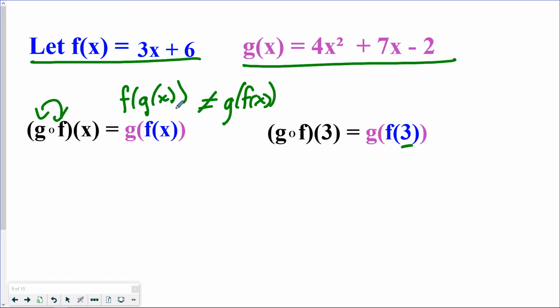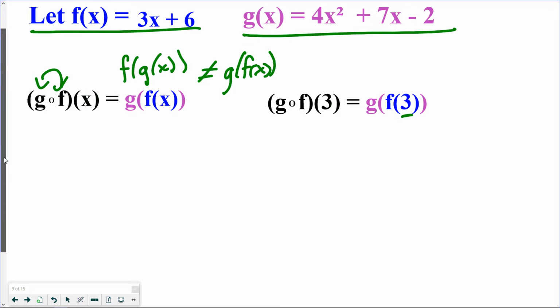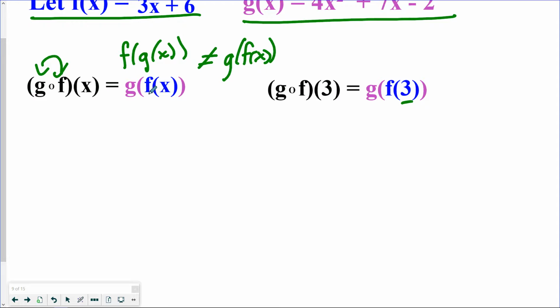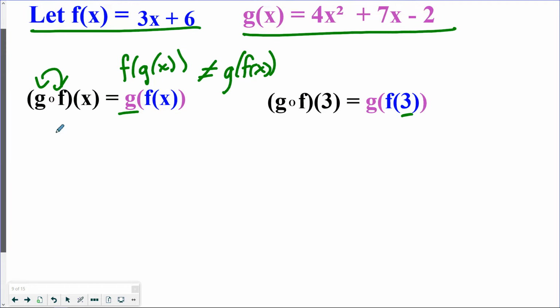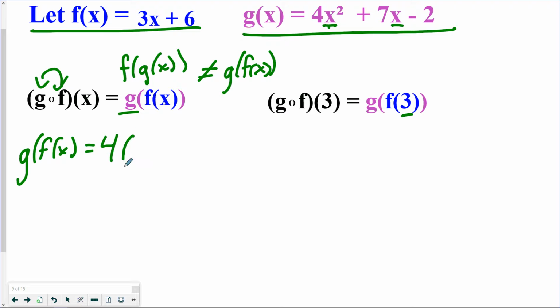So to find our composite g of f of x, we're going to start by writing out our outermost function, and where the x's are, we're going to replace those with blank parentheses. So g of f of x equals, we're going to write g, so 4, where the x is, I'm going to put parentheses, squared, because the 2 is not part of the variable, it's a math operation, right? We have times 4 and squared, so all the math operations stay. Bring down our plus 7, where the x is, put parentheses again, and bring down our minus 2.